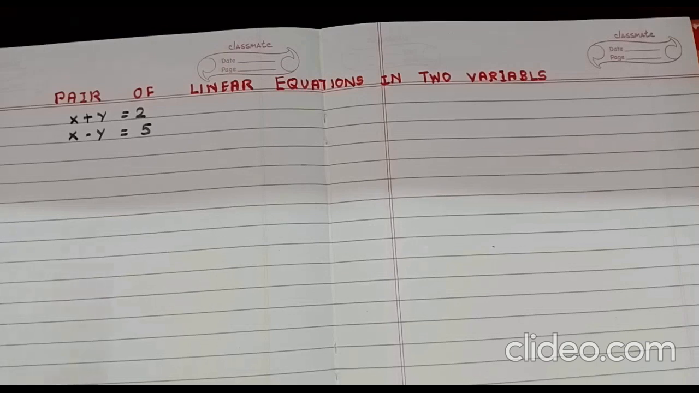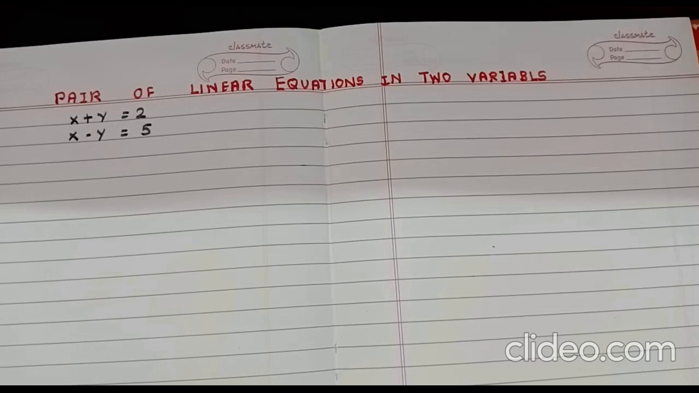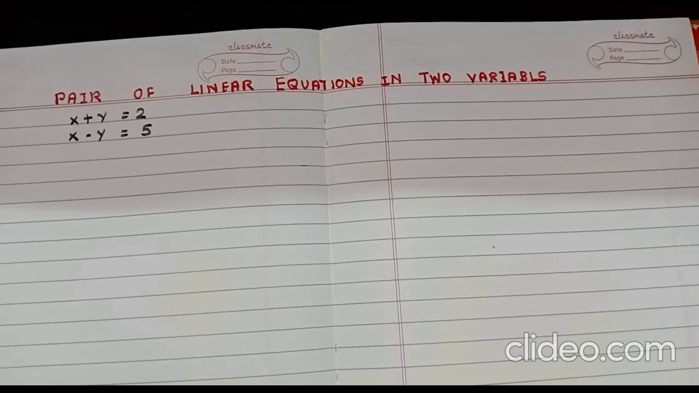So what does it denote? As all of you know, first it will denote a straight line. So understand that linear equation means degree 1, so it will represent a straight line. So how to solve? What is the solution?